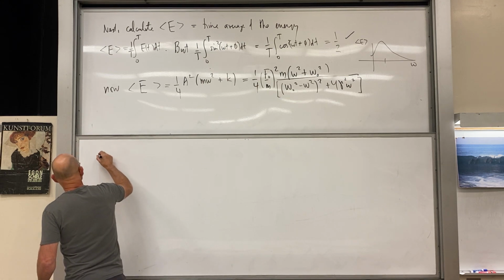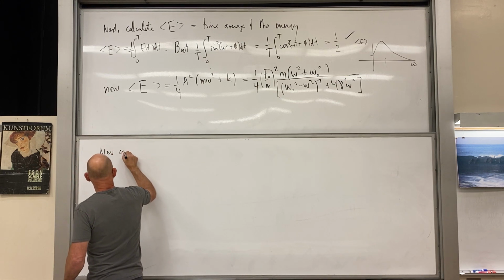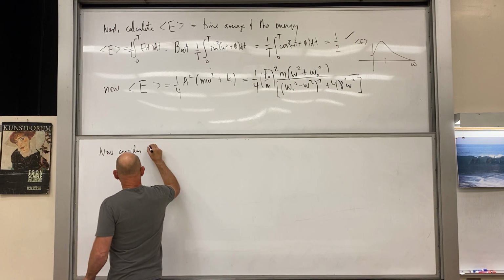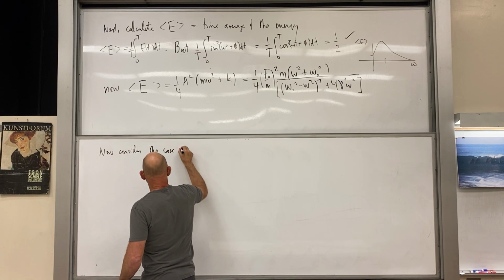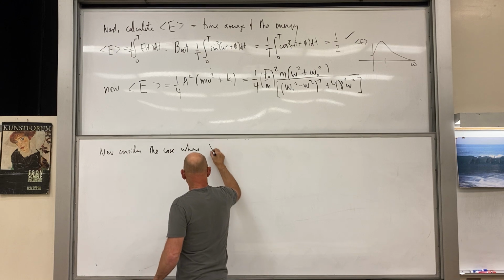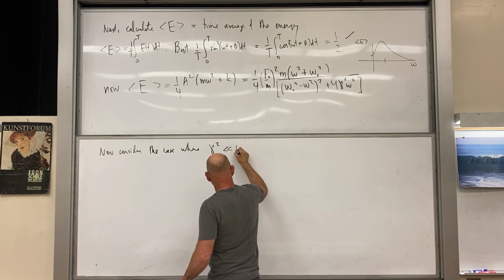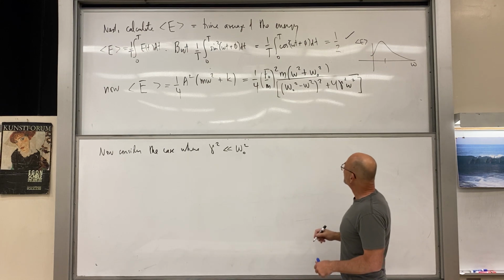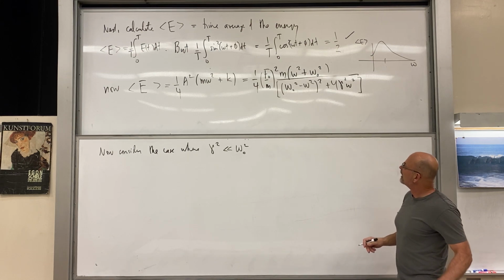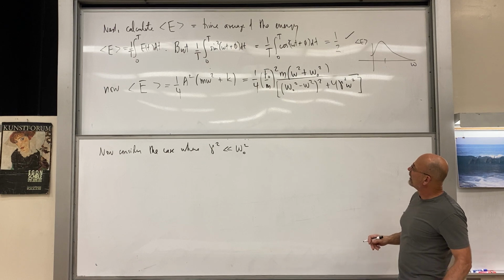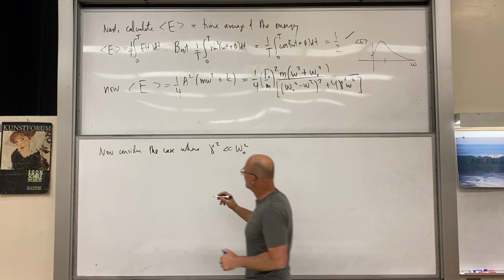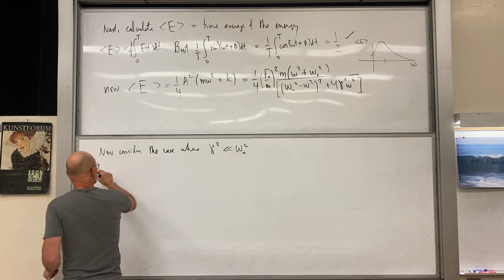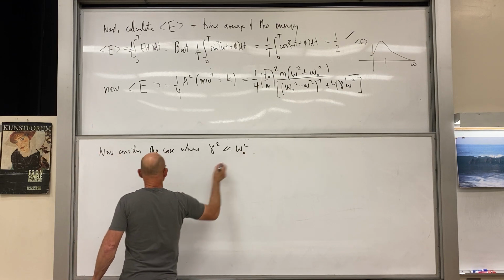So now we'll consider the case where gamma squared is much less than omega naught squared. So the simplifications that are then possible are the following.